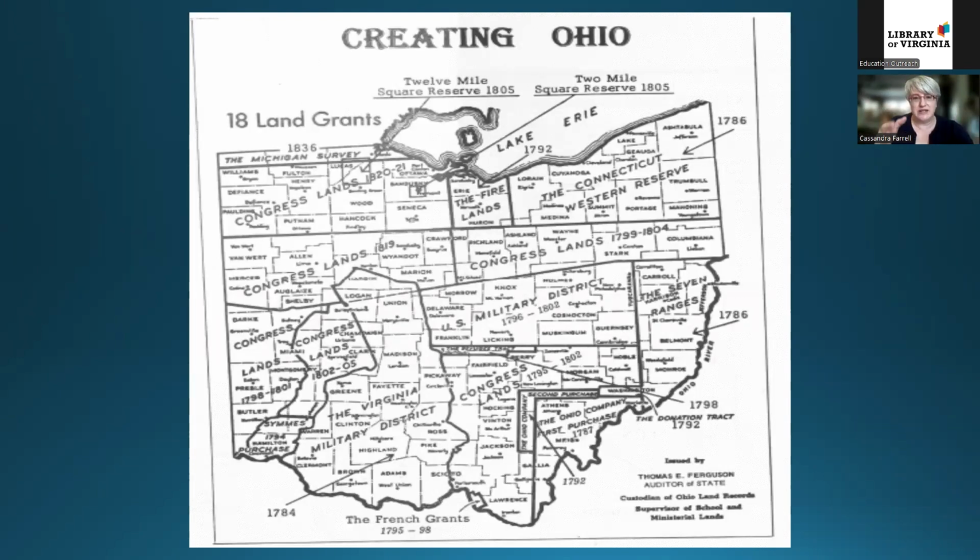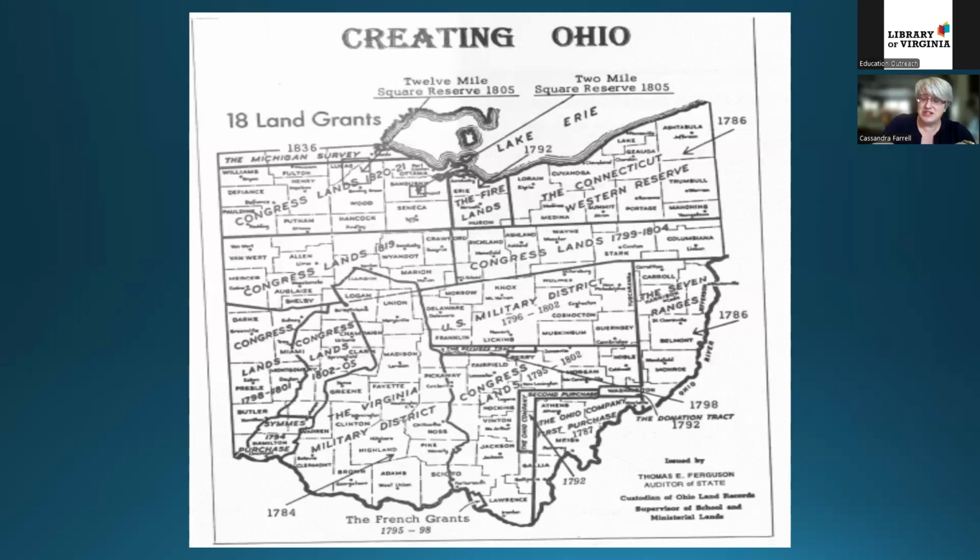The Fire Lands were specifically set aside for people in Connecticut who lived in Connecticut towns that were burned down during the American Revolution. So since their towns were basically destroyed, this area was offered to them to settle in. And it's specific towns, certain specific Connecticut towns, people who lived in those towns who were eligible for property, for land in the Fire Lands.